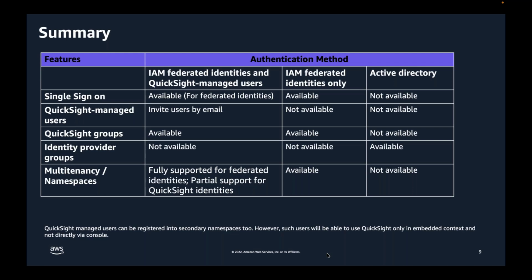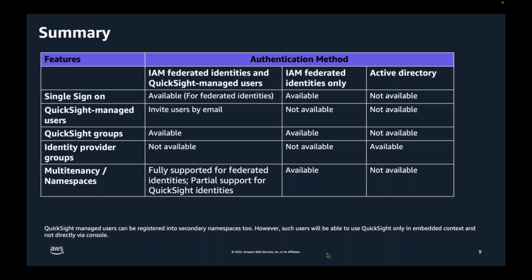And QuickSight managed users, which is the case where users do not have access to the AWS console and there is no other identity provider. QuickSight managed users are obviously available with the QuickSight Managed User option. QuickSight Groups, I mentioned this before, are not available with the Active Directory option, but they are available with the other two options. And then Identity Provider Groups, which is, so Active Directory groups, as I talked before, are admin, author, and readers, and that's how QuickSight figures out the roles.